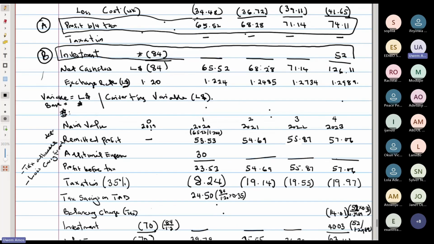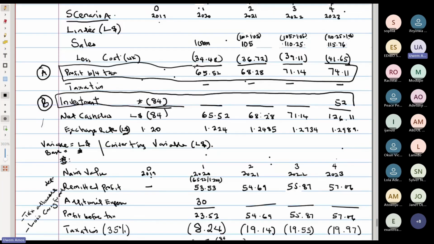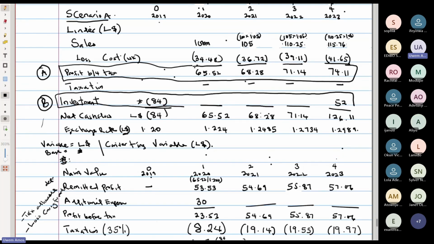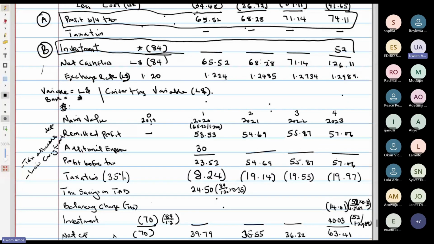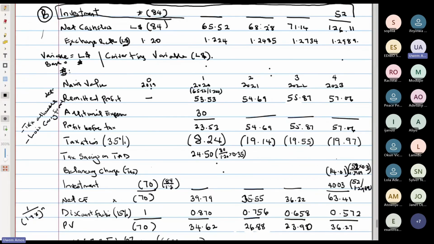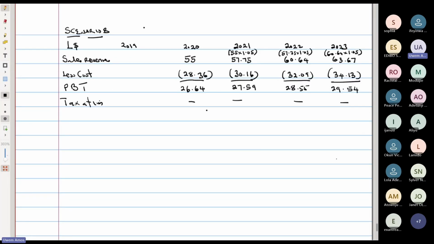Okay. The next thing would then be our investment. It's the same thing for both. It doesn't change, so we just copy that down. What changed in scenario B was just the revenue and the cost. The question doesn't tell us that they're looking at a different investment value for scenario B. So we just copy that down, 84 and 52 as our investment. 2019, 84, and then right here, 52.